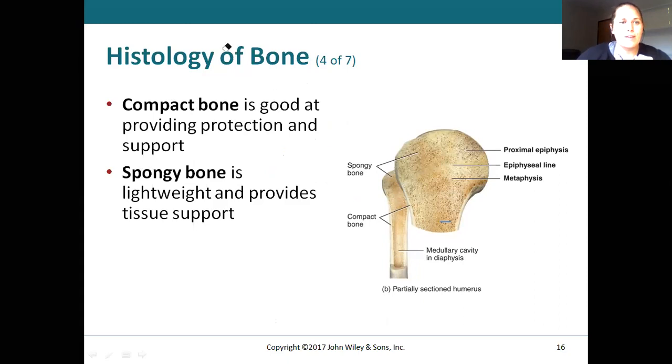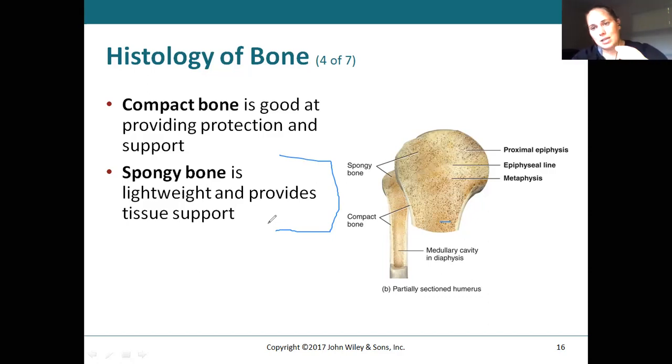Your spongy bone is found in things like your skull and your mandible, and so it's lightweight and provides tissue support. Like I said before, our bones can't be completely dense, completely solid, or we wouldn't be able to move. And so spongy bone is found in those locations where it's nice to have a little bit of lightness to the bone. But the spongy bones are also generally encapsulated in a layer of compact bone.